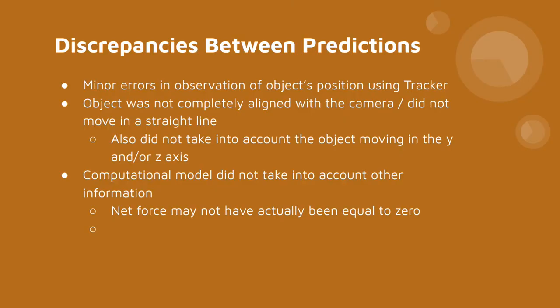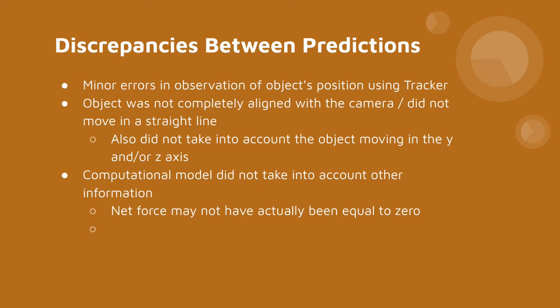The discrepancies between these predictions, however, could be accounted for by minor errors in the observation of the object's position. It was manually calculated by the naked eye, which is not the most reliable. The object was also not completely aligned with the camera and did not seem to move in a straight line, so we can guess that it was also moving in the y and/or z axis.